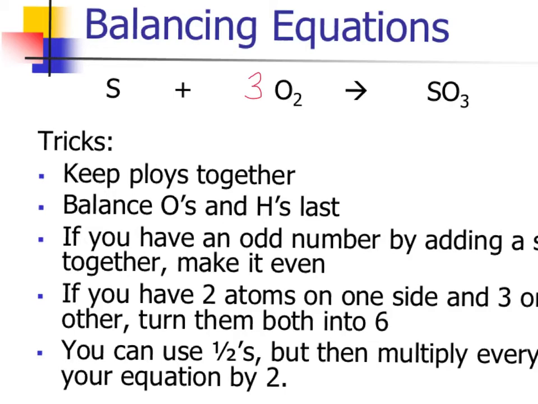In order to get 6 oxygens on the right side, I need to put a big coefficient of 2 out in front. Now you notice that messed up my sulfurs. And now I have 2 times 1, that's 2 sulfurs on the right, only 1 sulfur on the left. So I need to go back and rebalance my sulfurs.